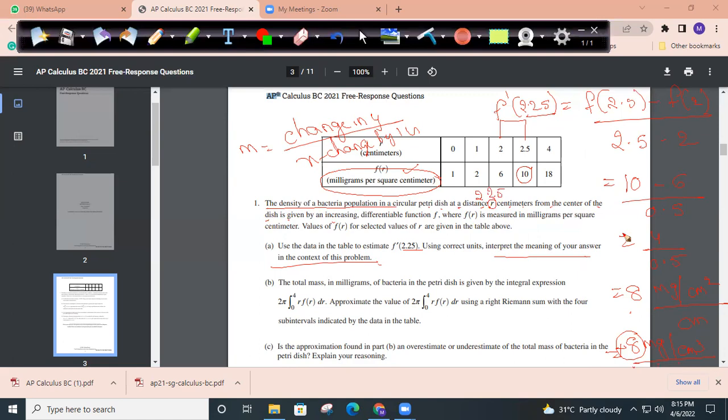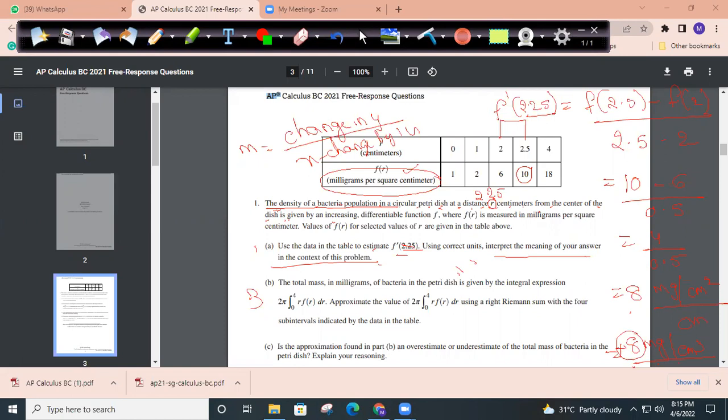Generally it will be for 2 marks. Sometimes it will be for 1 mark, sometimes for 3 marks, but there are 2 points here, so mostly they'll give 2 marks. What is the meaning of interpretation? What is the change in y when x changes by 1 unit? So the density of the bacterial population in the circular petri dish at a distance of 2.25 centimeters from the center of the dish is increasing at the rate of 8 milligram per centimeter cube. That is what you need to give as the answer.